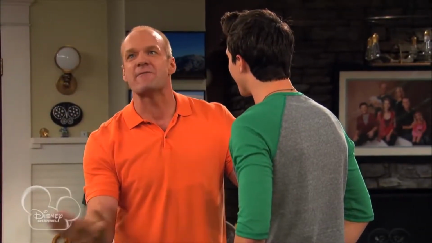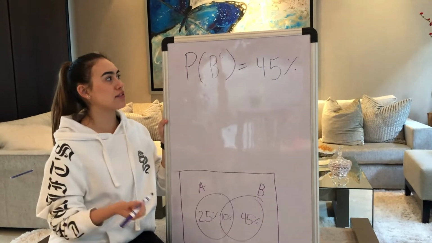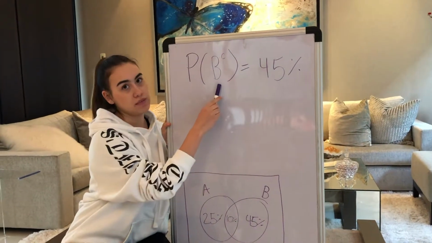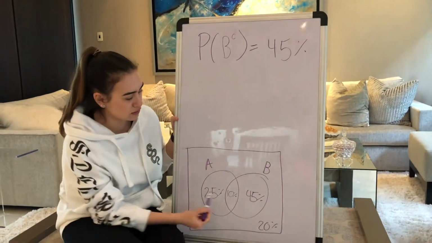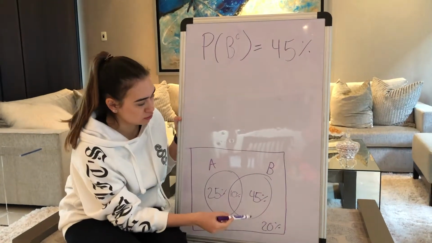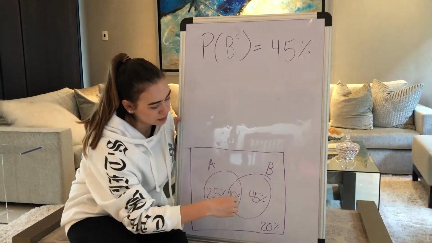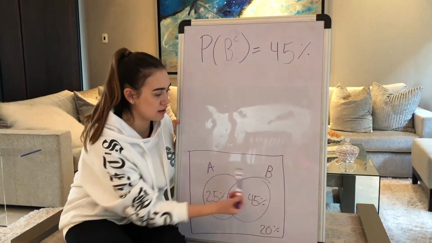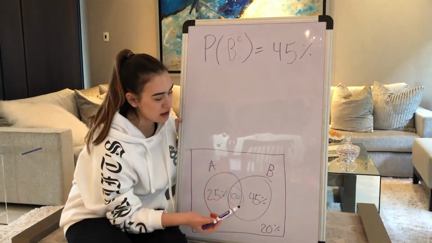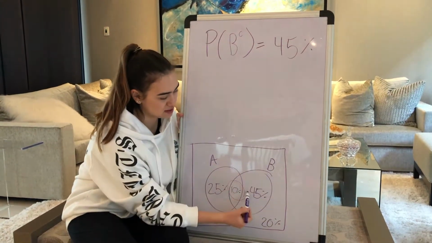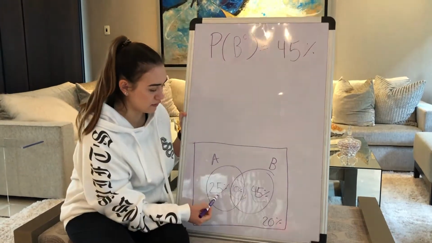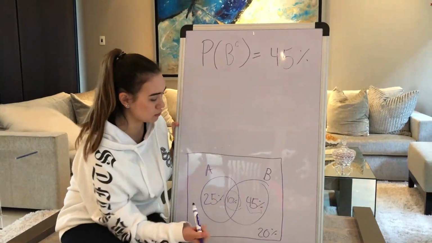It works every time. In question 4, we're asked to find whatever is not B. So if we look at the Venn diagram, we should exclude everything that is part of B. So that will be the intersection between A and B, that is 10%, and the 45%, that is B itself. So if we add 25 plus 20%, we would get the 45%.